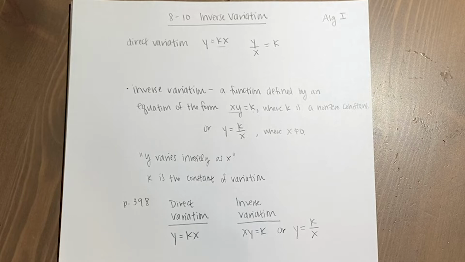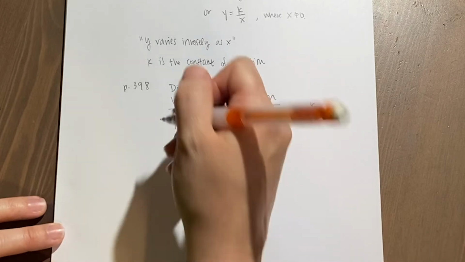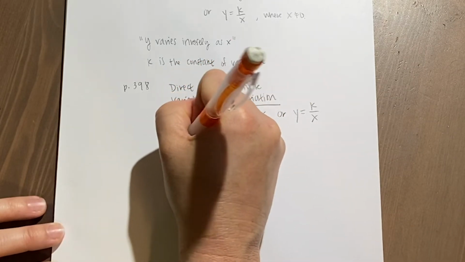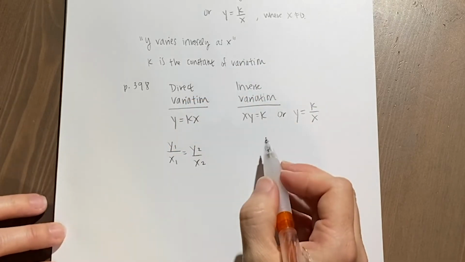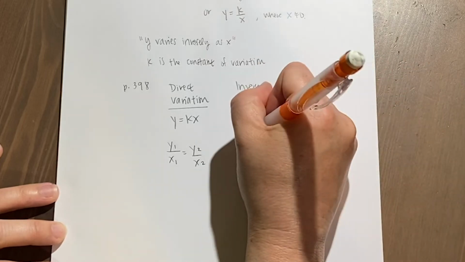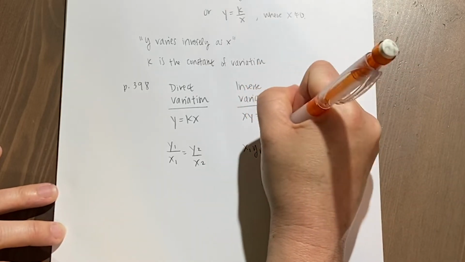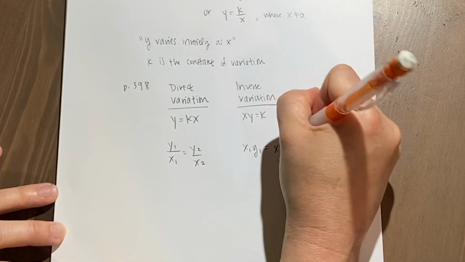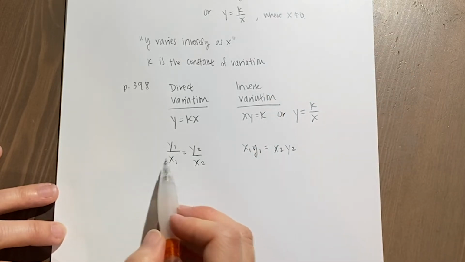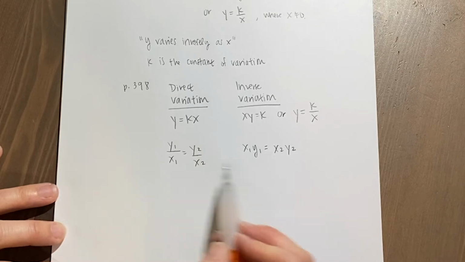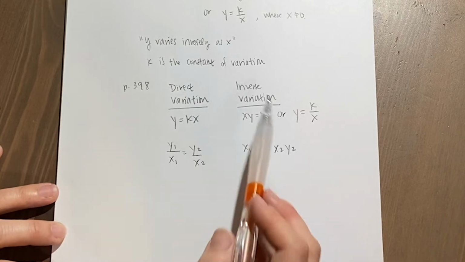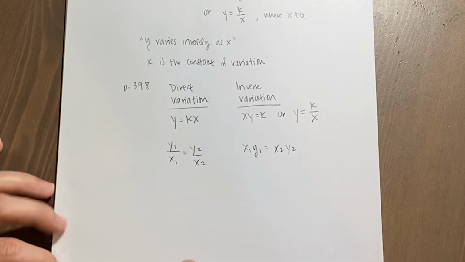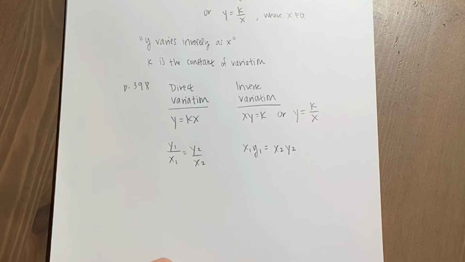When you're comparing 2 points, 2 different values in the same relationship, when we did direct variation, we did some proportions where we had y1 over x1 equals y2 over x2. When we're doing inverse variation, we can compare 2 points using multiplication. So x1 y1 is going to equal x2 y2. So for direct variation, we can set up a proportion. For inverse variation, we've got these 2 multiplications being compared to each other.